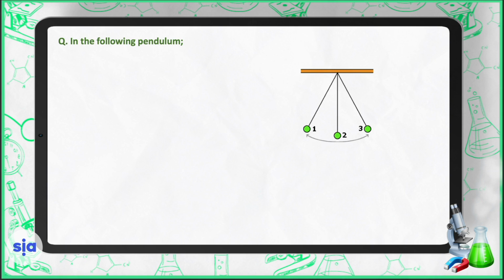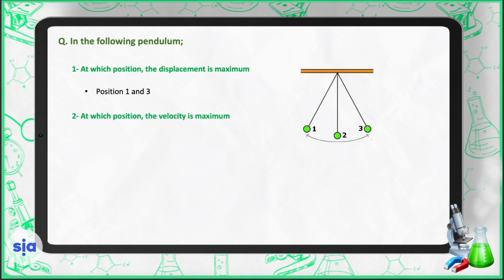In the following pendulum, at which position is the displacement maximum? Of course, it's position 1 and 3. At which position is the velocity maximum? It's position 2, the point of rest. What happens to the kinetic energy of the pendulum at position 3? Velocity is 0, and accordingly, the kinetic energy is minimum.